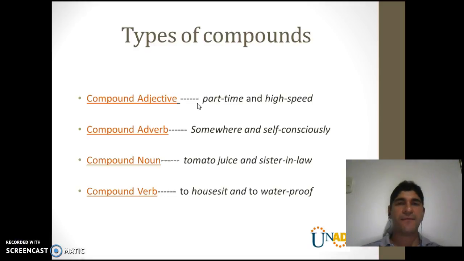Well, as I said before, there are many types of compounds, but these are the most common ones. We can also refer to different types of compounds with past participles, with present participles, with nouns, and with many others that are not in this list, but they're not commonly used.